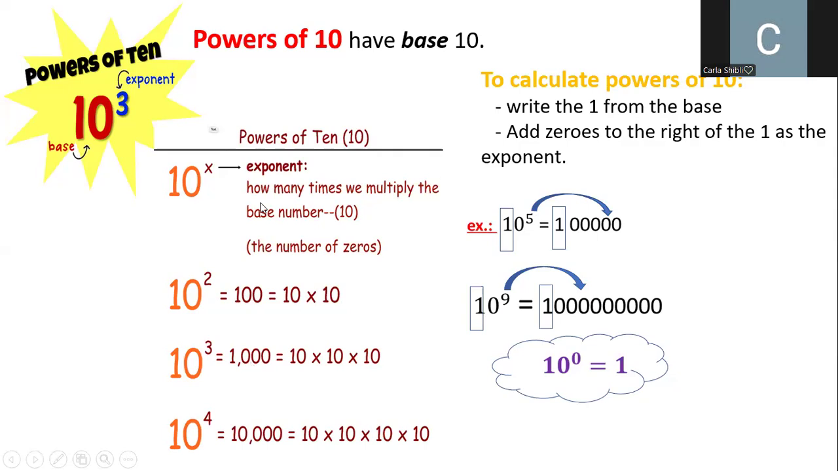But I can do it in an easier way. To calculate powers of 10, we always write 1 from the base in our answer and we add zeros to the right of the 1 as the exponent. For example, 10 to the power 5, how can I write this answer directly without writing a repeated multiplication sentence? I take from the base 1 and I add 5 zeros to the right. 10 to the power 9, I write 1 and I add 9 zeros. 10 to the power 0, I write 1 and I add no zero.